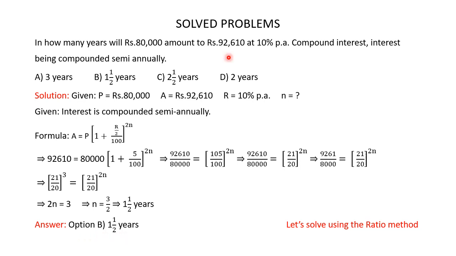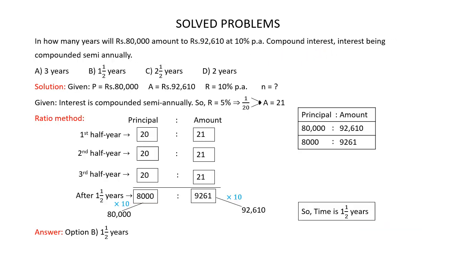Now other than the formula method, this problem can also be solved using the ratio method. Let's now solve this problem by the shortcut method using the ratio method. So here it's given that the principal is rupees 80,000. Amount is rupees 92,610. Rate of interest is 10% per annum. And we have to find the time. It's also given that interest is compounded semi-annually.